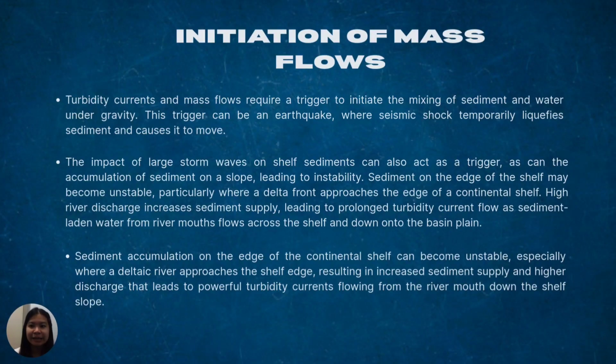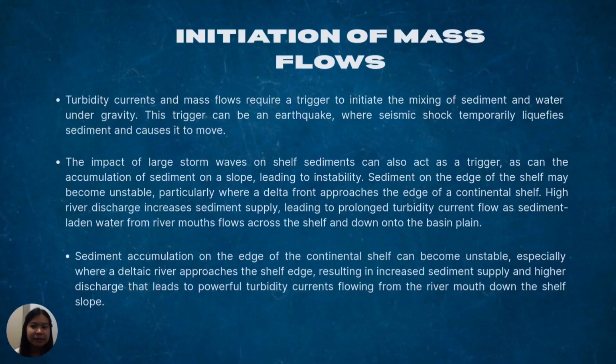And last is the initiation of mass flows. Turbidity currents and mass flows are triggered when an event like an earthquake, strong storm, waves, or excessive sediment buildup destabilizes sediments on a continental shelf, causing them to mix with water and move downward under gravity.